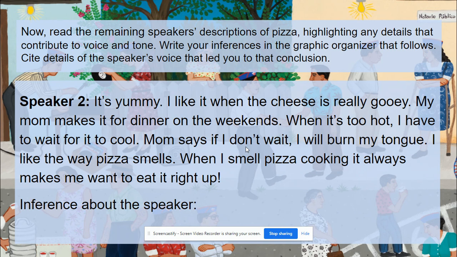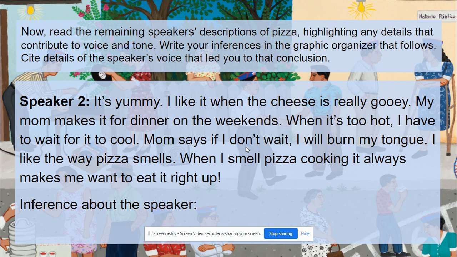It's yummy. I like it when the cheese is really gooey. My mom makes it for dinner on the weekends. When it's too hot, I have to wait for it to cool. Mom says if I don't wait, I will burn my tongue. I like the way pizza smells. When I smell pizza cooking, it always makes me want to eat it right up.